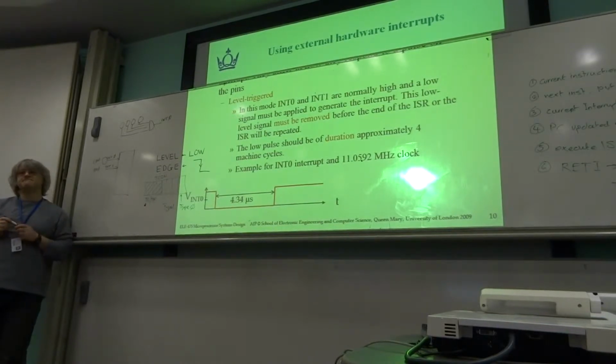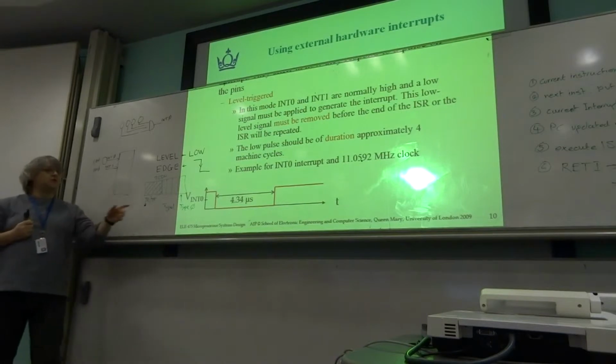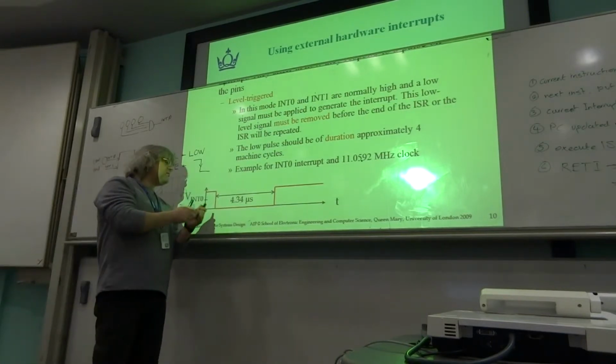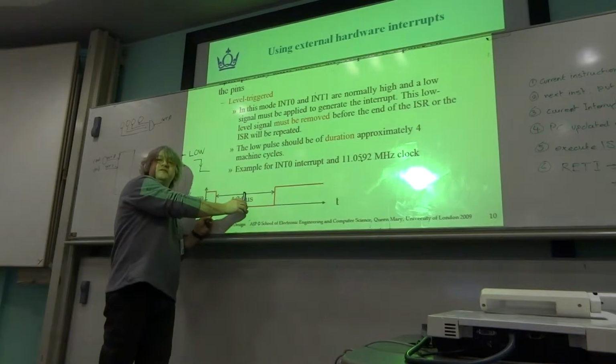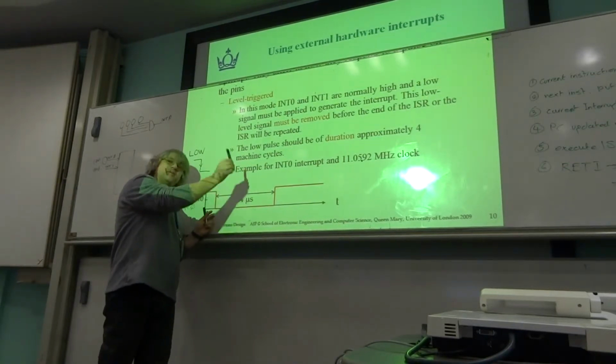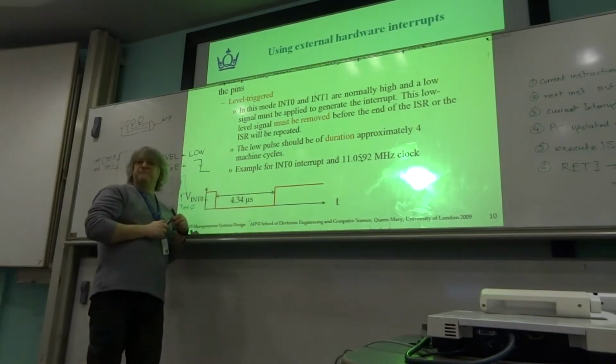If it's continuously low, does it continuously trigger? I'm going to come on to that anyway, but basically, when it goes low, it will trigger the interrupt. It is up to you to make sure that by the time your interrupt routine finishes, it's no longer low. If it's still low, as soon as you come out of the interrupt routine, you go back into it again. So it's you as the programmer who has to make sure that that's the case.